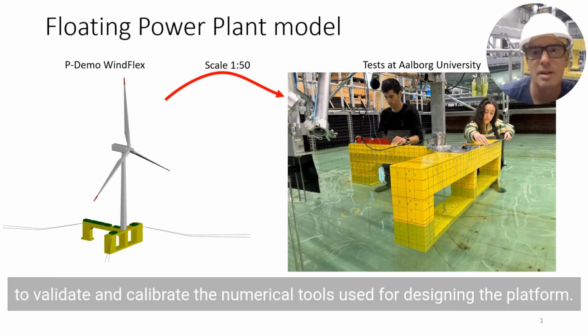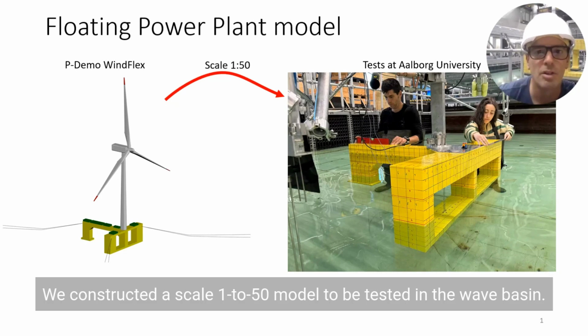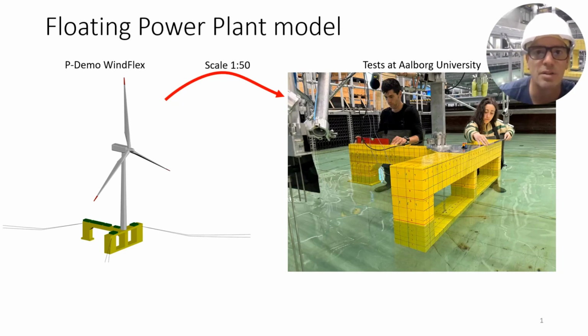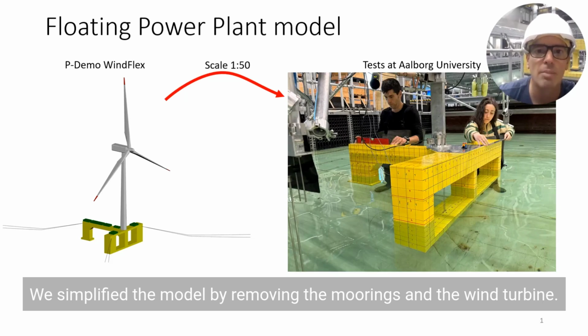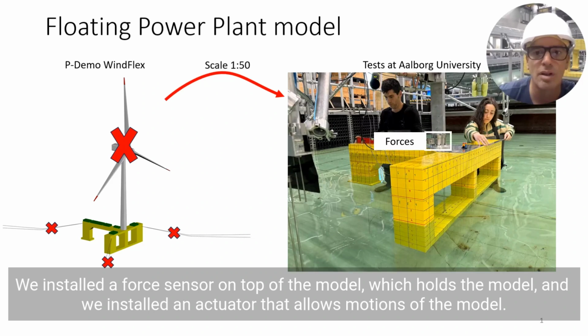To validate and calibrate the numerical tools used for designing the platform, we constructed a scale 1 to 50 model to be tested in the wave basin. We simplified the model by removing the moorings and the wind turbine. We installed a force sensor on top of the model which holds the model, and we installed an actuator that allows motions of the model.